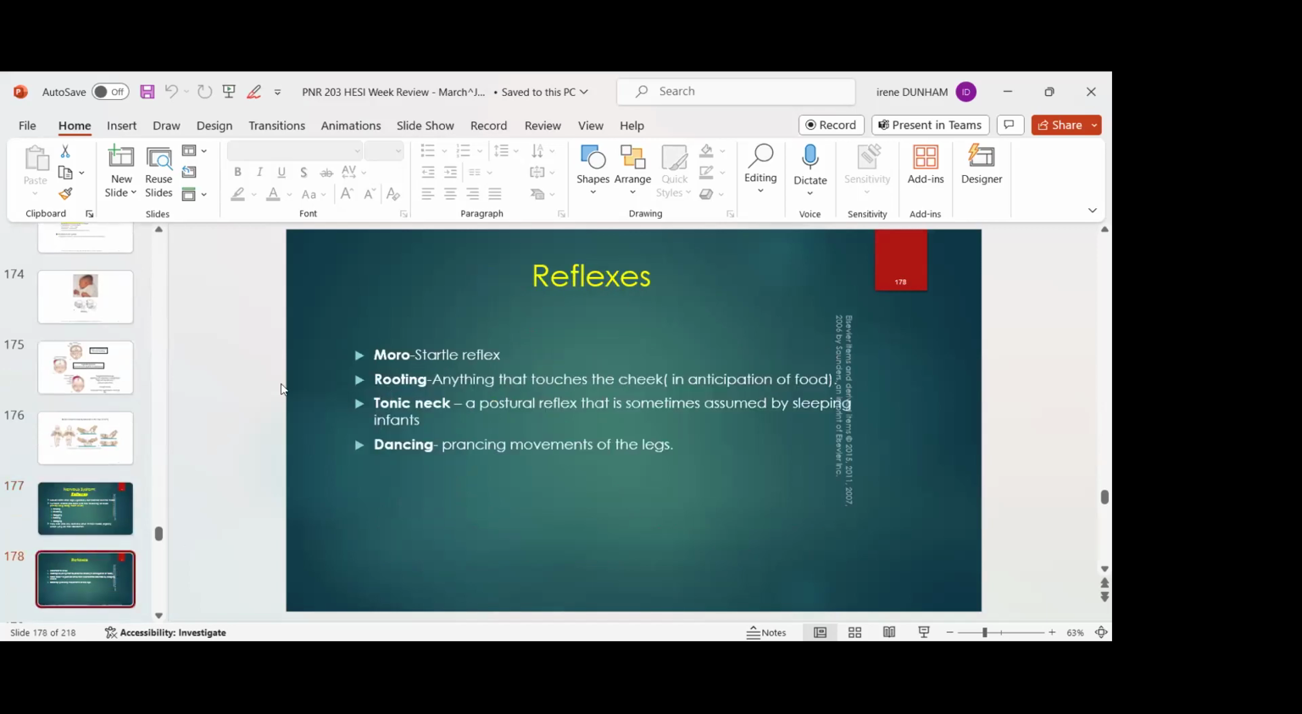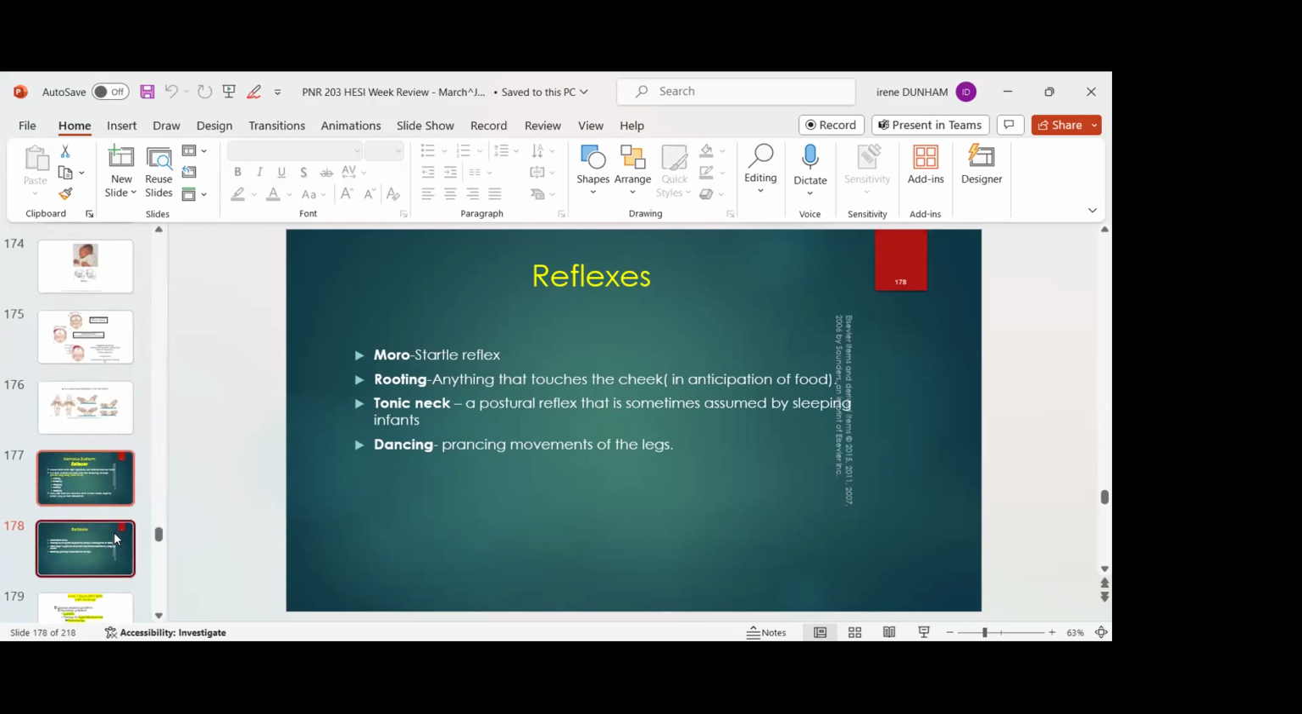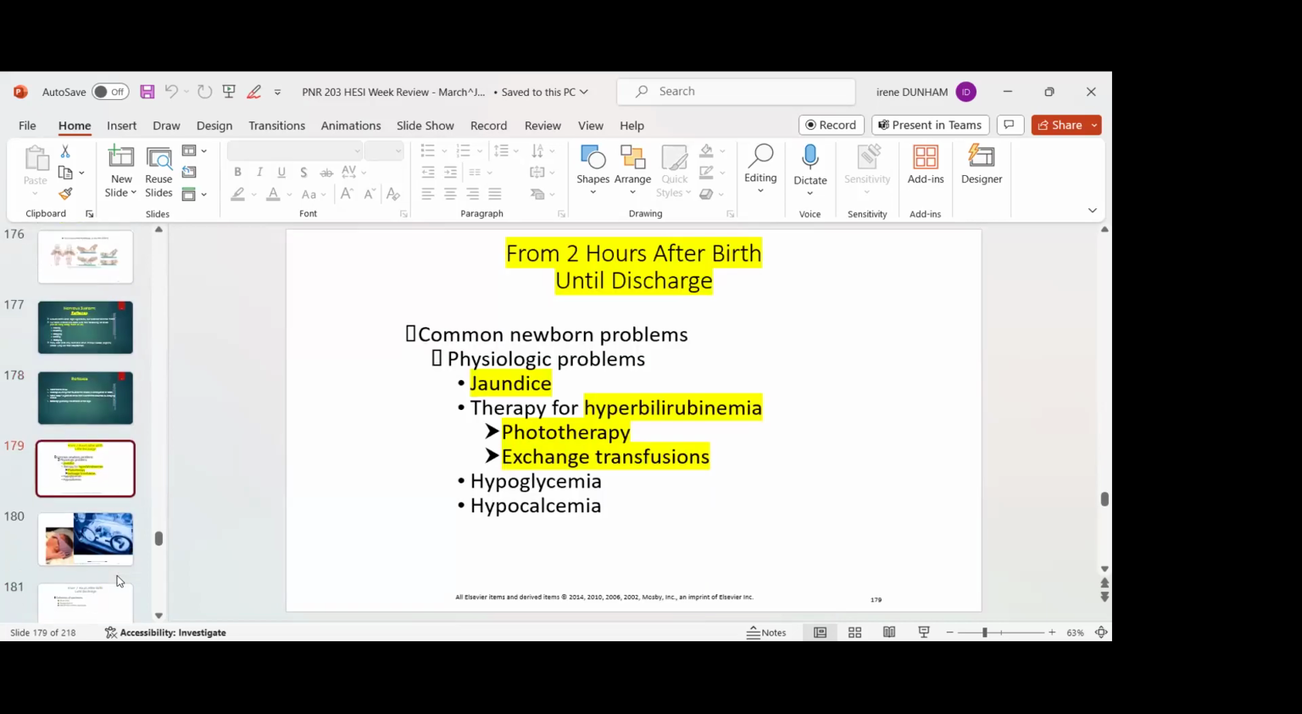The Moro reflex, we went over, the startle reflex, okay? Rooting, anything that touches the cheek, anticipation of food. Tonic neck is a postural reflex that's sometimes assumed by a sleeping infant. And dancing: the baby is held up and his little feet touch a cold surface and he kind of lifts his leg up. It looks like he's actually dancing or prancing, but that's a reflex. Reflexes are an indication of the nervous system. So if they're born without being able to have these reflexes, then there's a problem with the baby.